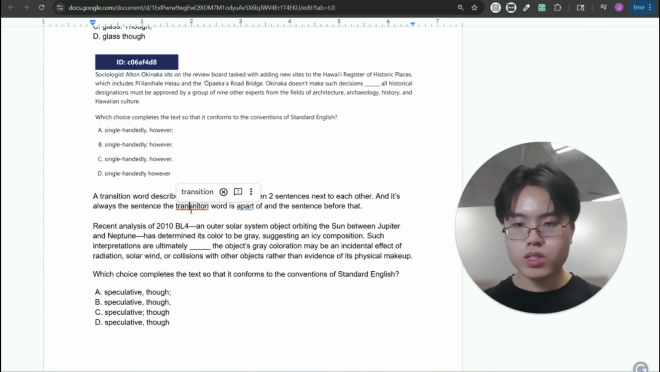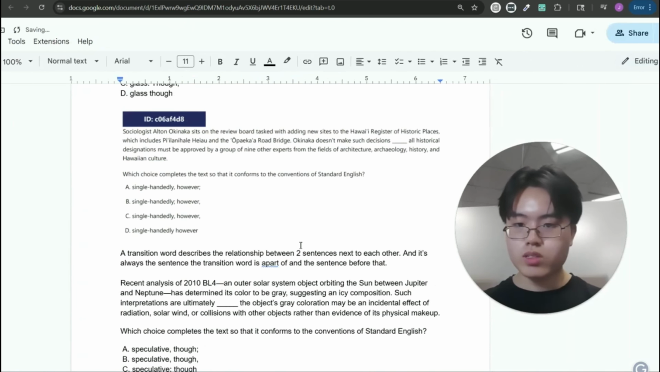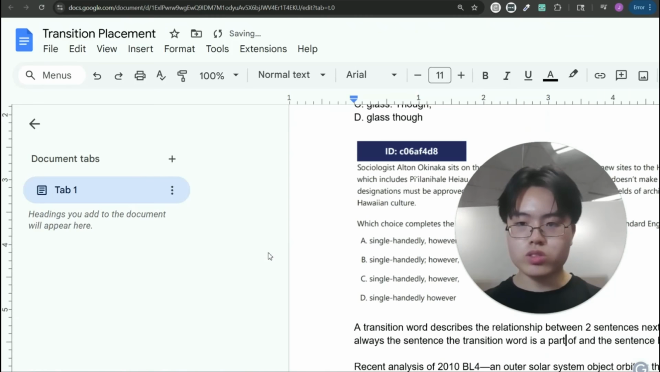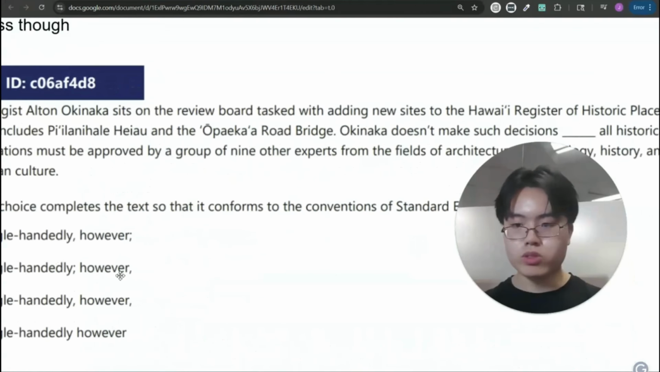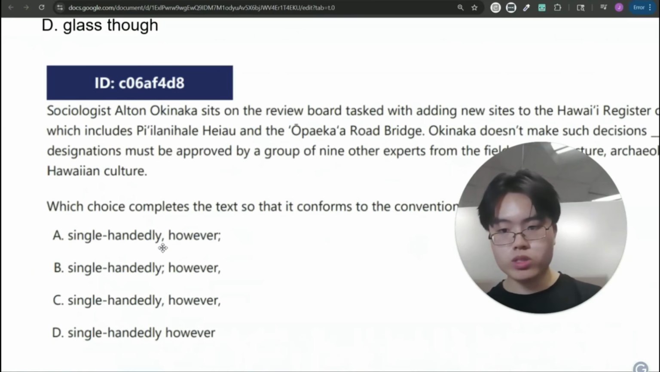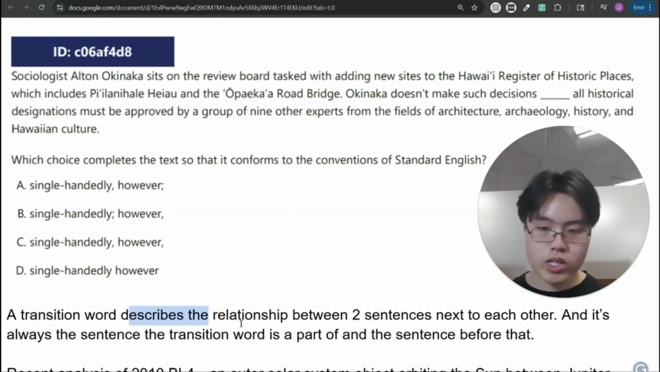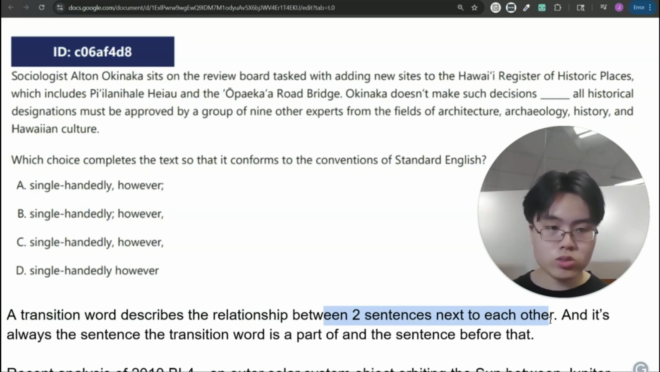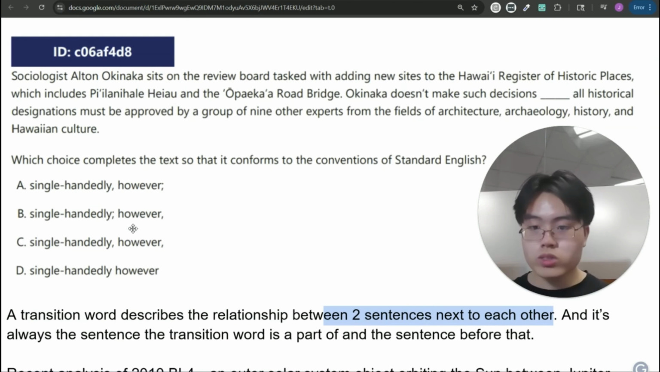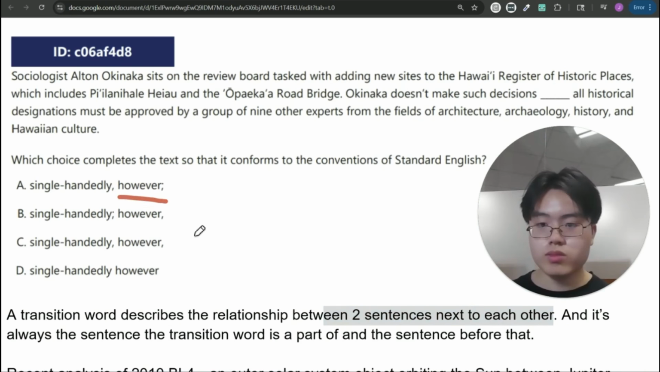Okay, this is how you figure out which way to put the transition. Should it be before the semicolon or after the semicolon? Again, it might not be a semicolon, it might be a period, maybe a colon, but it's how you figure it out. Let's read the first sentence again: a transition word describes the relationship between two sentences next to each other. First of all, what relationship is the transition word describing? The transition word is "however," obviously. "However" is contrasting, so it's describing a contrasting relationship.